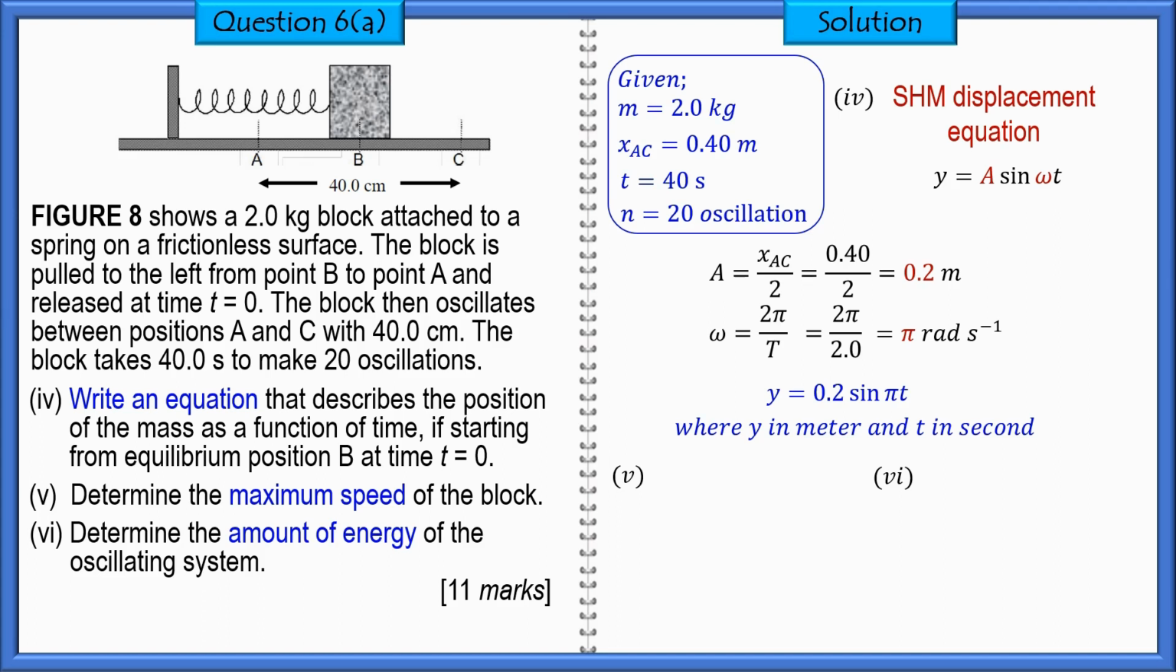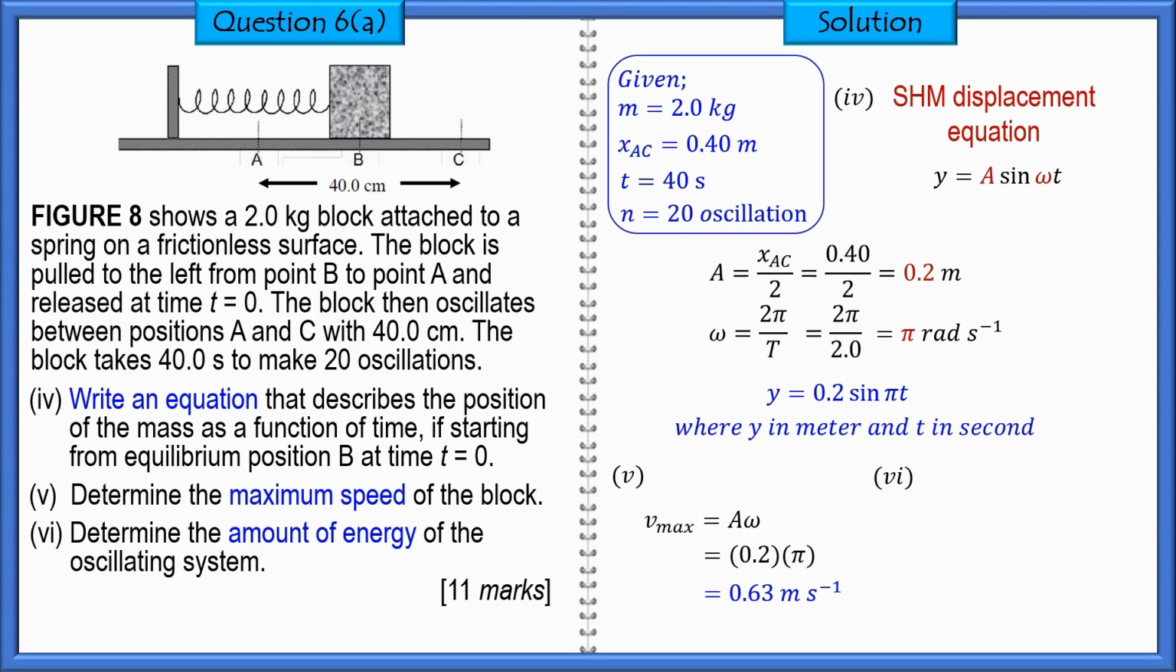For question number 5, you need to determine the maximum speed of the block. To calculate the maximum speed of the block, the equation for v max is A omega. Our amplitude is 0.2, our omega is pi radian per second. You will get that the maximum speed is 0.63 meter per second.